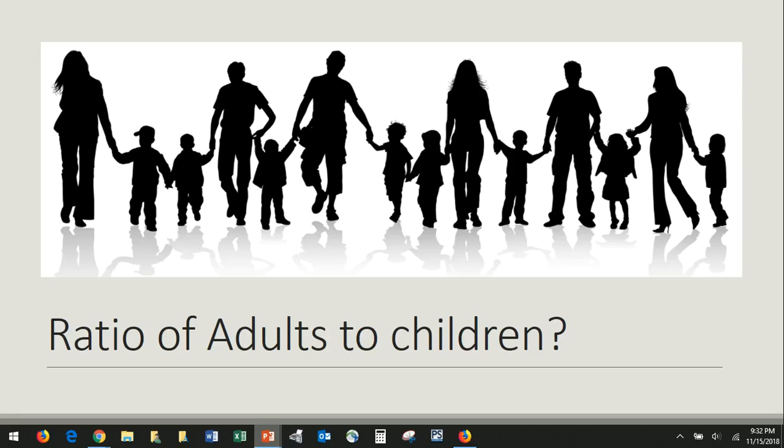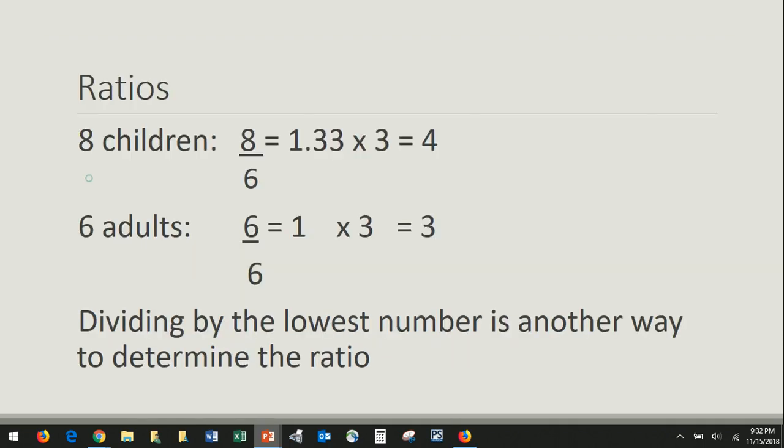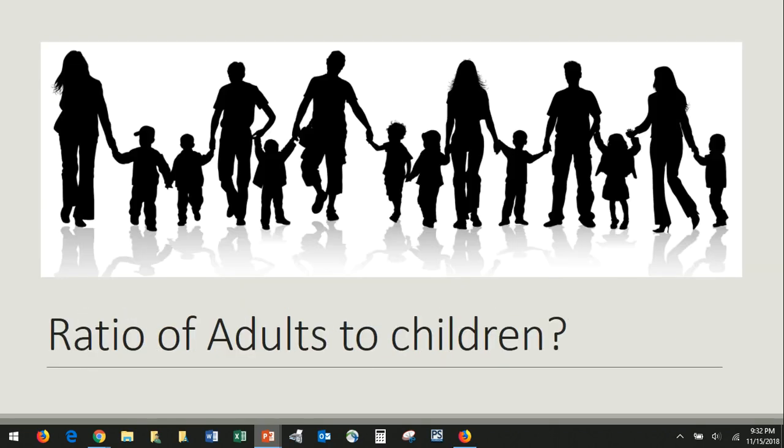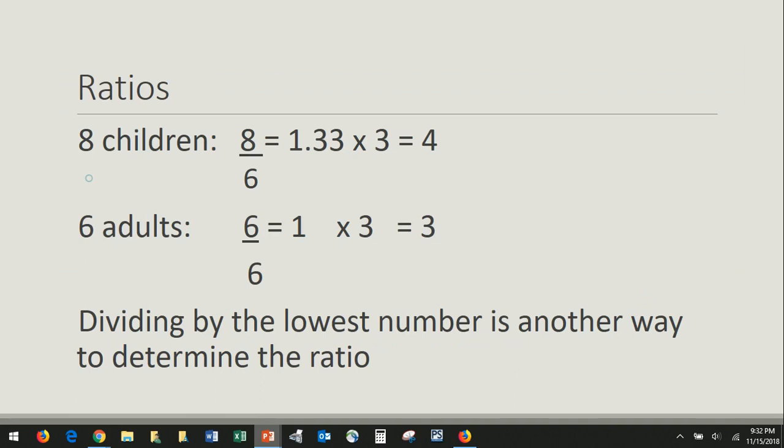So the last thing we were talking about, or second last thing, was this percent composition. So if we do ratios, if you look at this picture and we ask for adults to children, you can see there's 6 adults to 8 children. And another way to do that is to divide each number of things that you're looking at, children and adults, by the smallest number, and you'll get this 1.33 to 1 ratio.